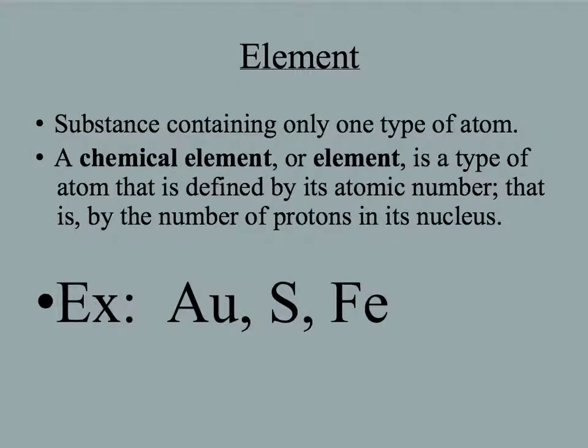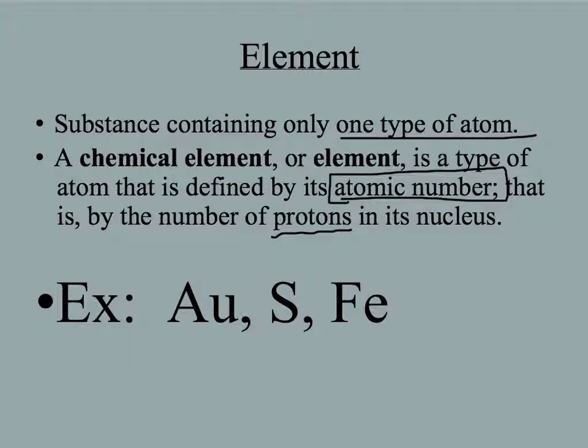So let's go on now to the word element. Elements are particular types of atoms. And if we say we have a sample of an element, what we mean is that substance contains only one type of atom. And what an element is defined by is its atomic number. Its atomic number is the number of protons in the nucleus of the atom, in the center part of the atom.